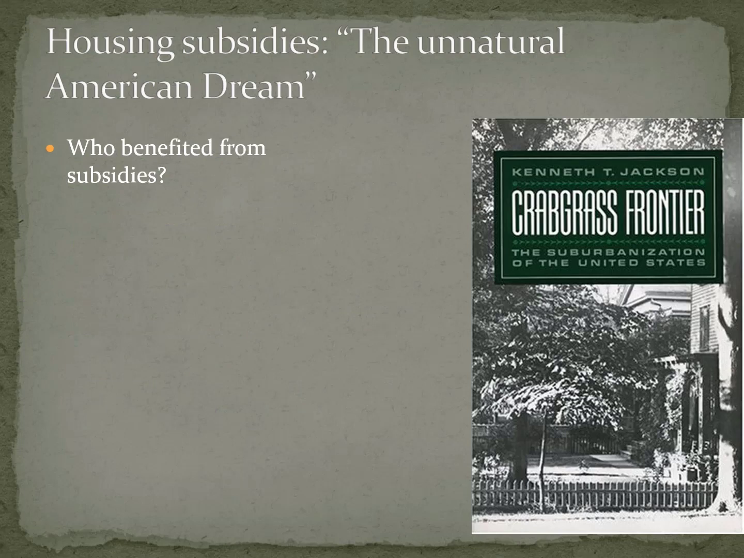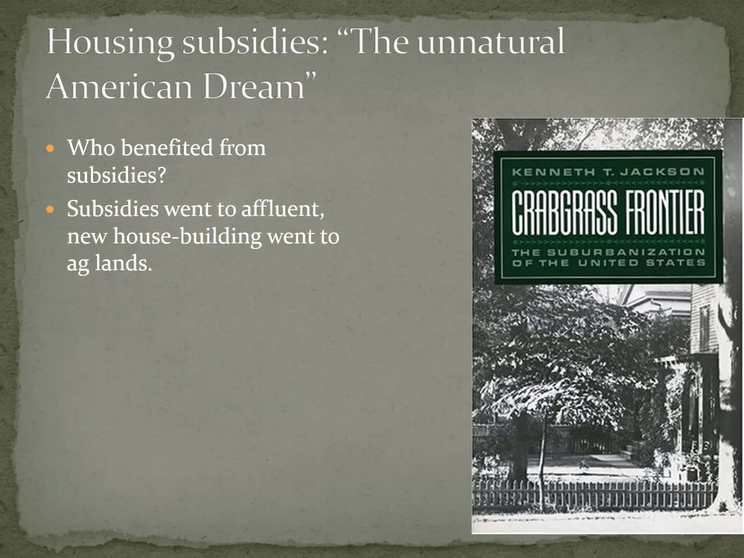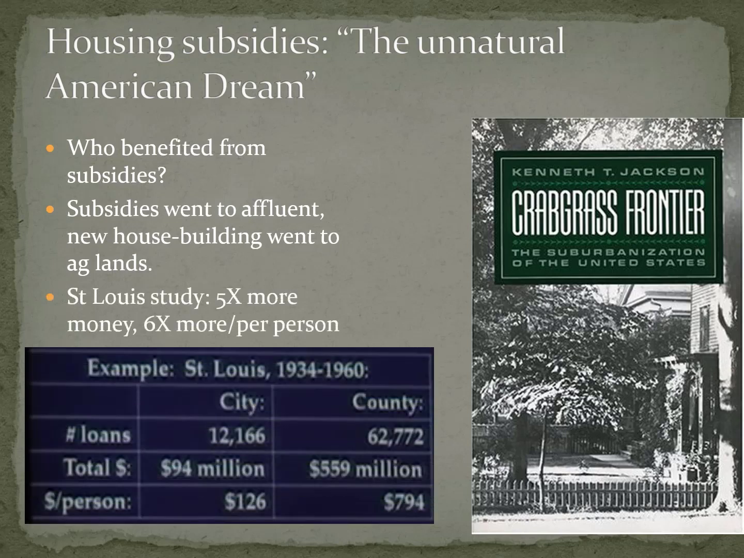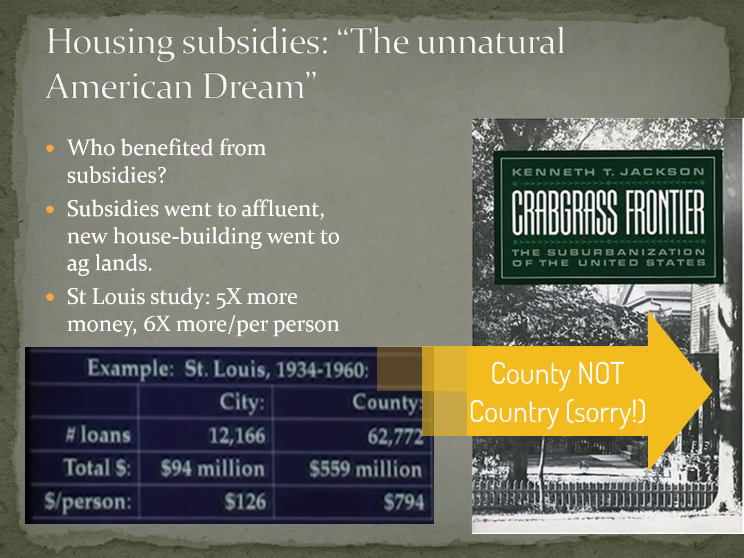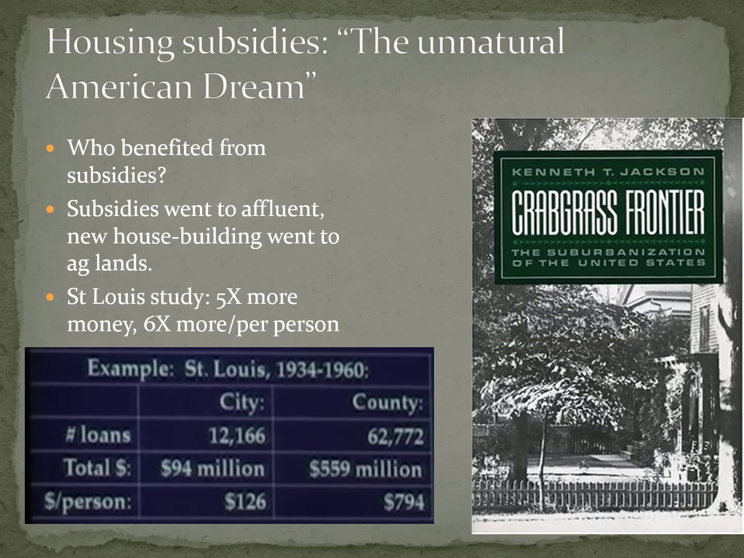And so the result of increased housing subsidies is who benefited? Again, mostly the affluent. This is where the money went. It went to house building in agricultural lands that were to become the suburbs. There's a study in St. Louis that looked at where the subsidies went from 1934 to 1960. So if you look at city versus country meaning suburban, there's five times the amount of money went to the suburbs than it did to the city.